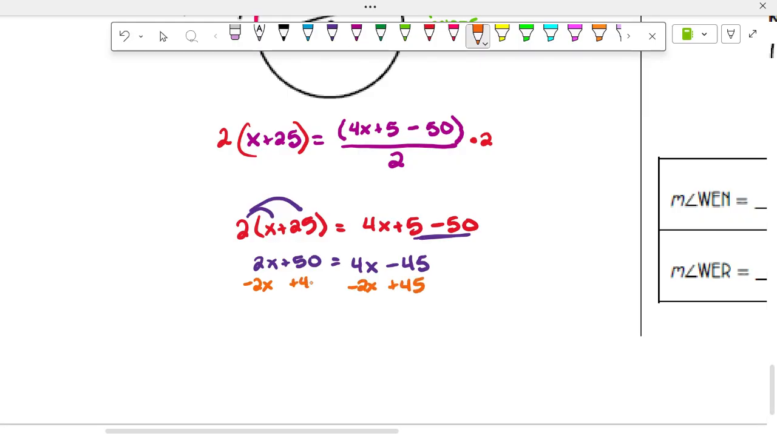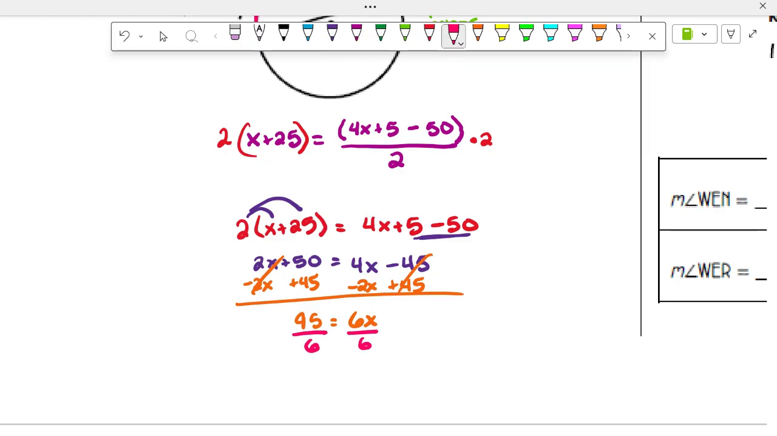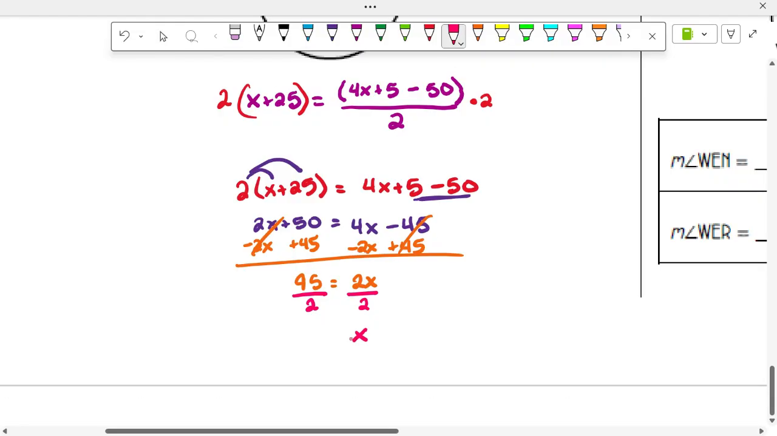Yep. So we can subtract the 2x over, add 45 over to the other side. This would be 95 is equal to 6x. Now, if I divide by 6, what do I got? Oh, it'd help if I actually did the math correctly. It's 2. I guess in my head I added. It's what? 0.5? Good. So x is equal to 47.5.